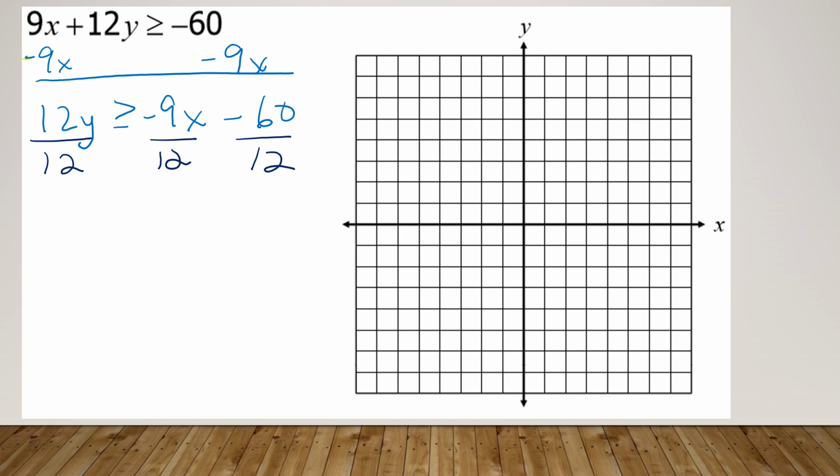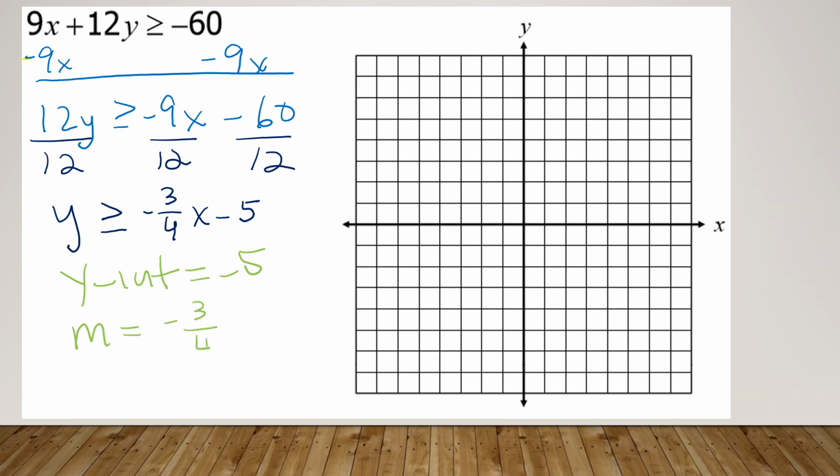And just a reminder, we just divided by a positive value. If we had divided by a negative value, you would have to change the inequality sign to less than or equal to. Simplify our slope, so -9/12 would become -3/4 x. And then 60 divided by 12 is 5. So there is our slope-intercept form. Y-intercept is at -5, and our slope is at -3/4.